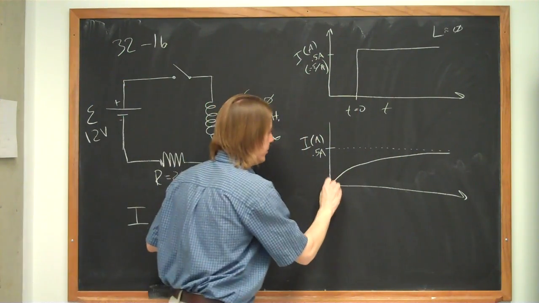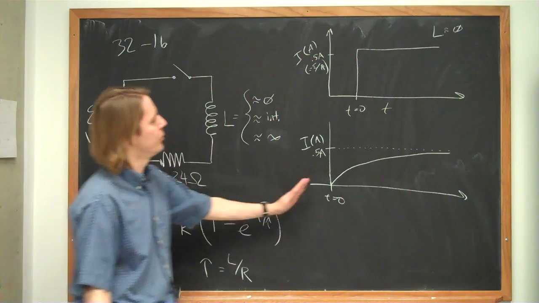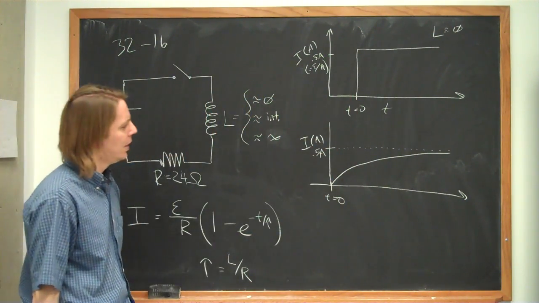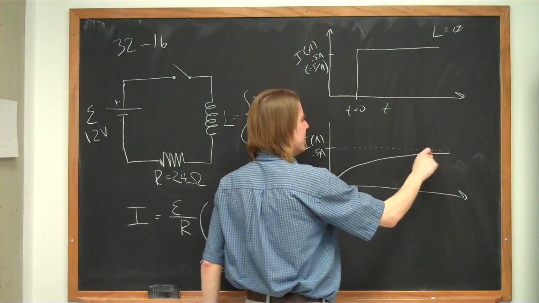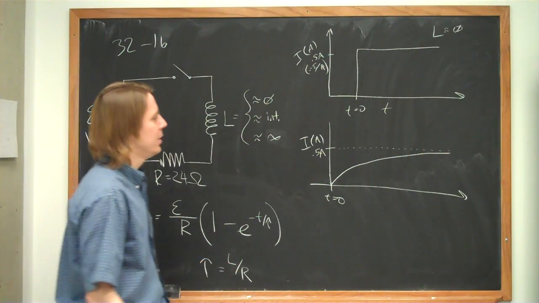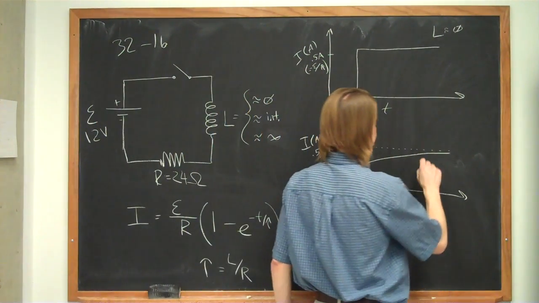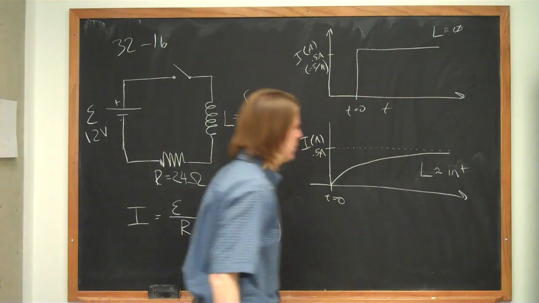If this was t equals 0, it was flat before that. So those aren't lined up. The exact rate at which it does this, how fast it takes it to get there, depends on the exact ratio of L over R. And since we weren't given L, we can't do it with numbers. This is L equals the intermediate value.